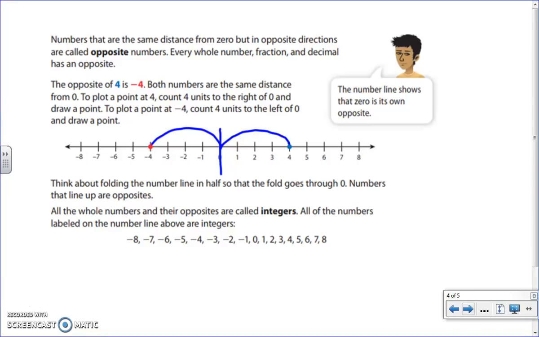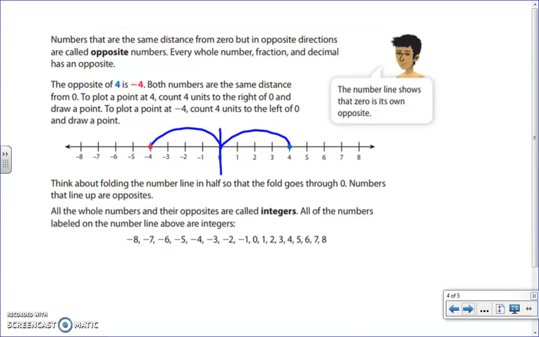It says, to plot a point at 4, count 4 units to the right of 0 and draw a point. To plot a point at -4, count 4 units to the left of 0 and draw a point. Think about folding a number line in half so that the fold goes through 0. Numbers that line up are opposites. So if I folded this over, with 0 as the line of symmetry, 8 would land on top of -8. 7 would land on top of -7. 6 would land on top of -6.